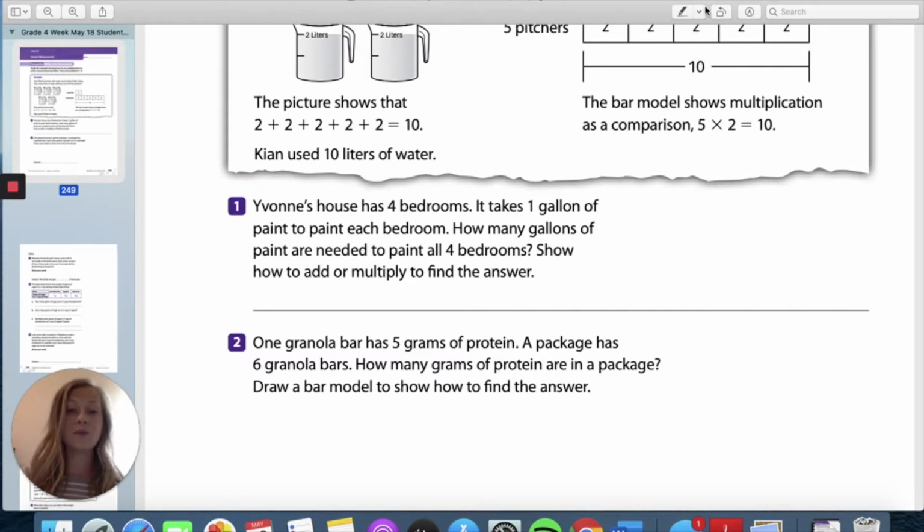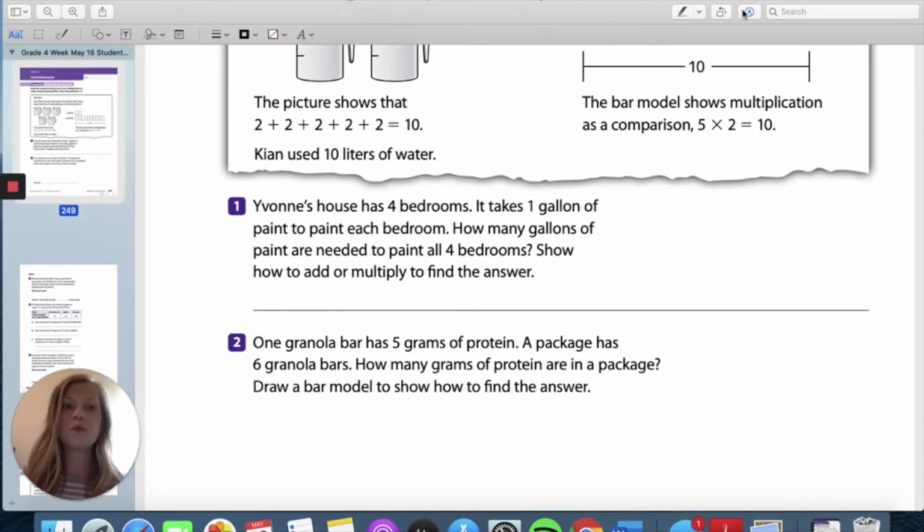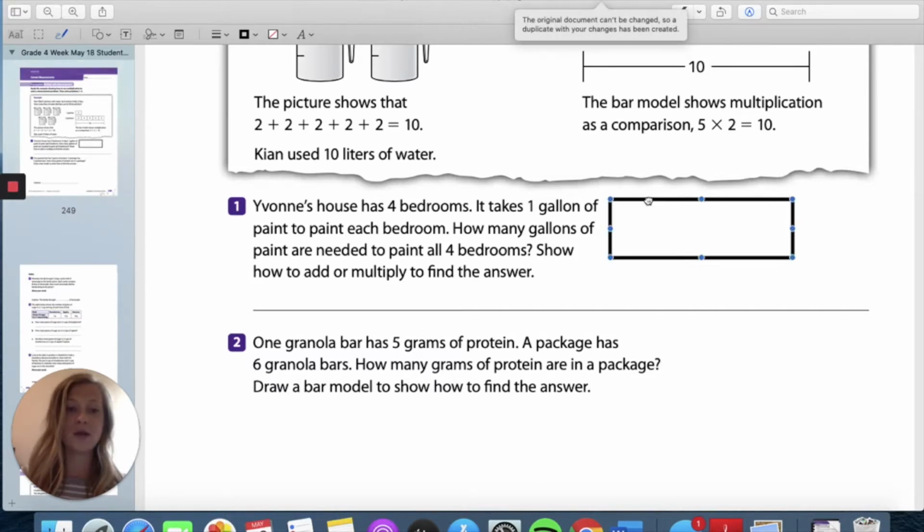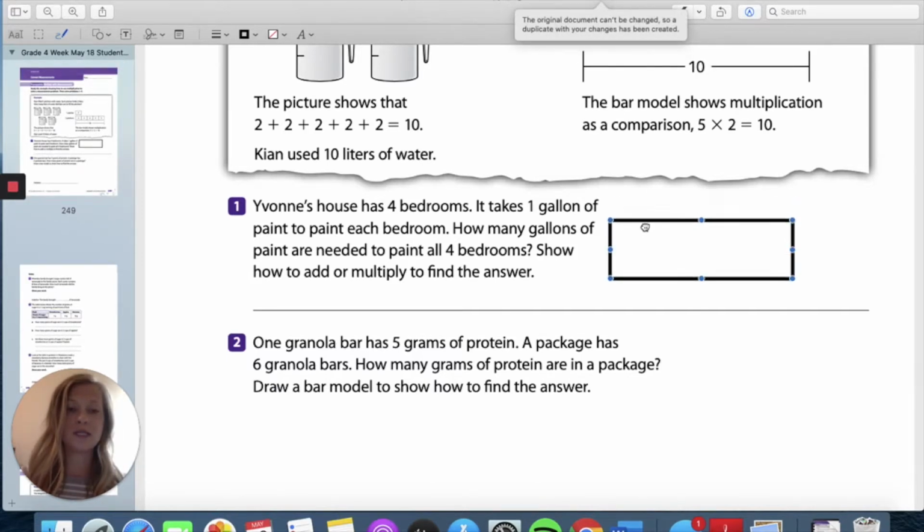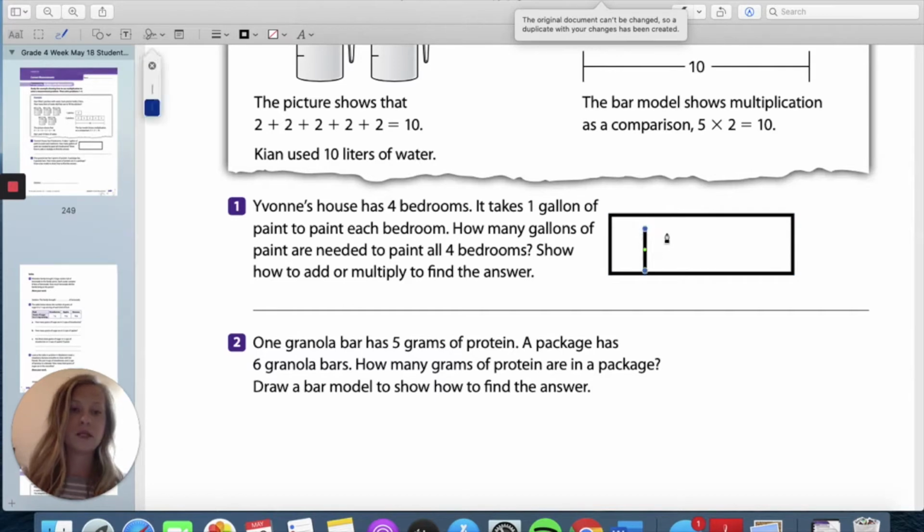The way I would approach it is I personally love to draw and visually see what the problem is saying. So I'm going to think about, what do I know and what do I not know? I know that Yvonne's house has 4 bedrooms. So if I were to draw a little tape diagram, I would draw it and then I would partition it into fourths. These fourths are not going to be perfect, but there they are. I have 4 different boxes.